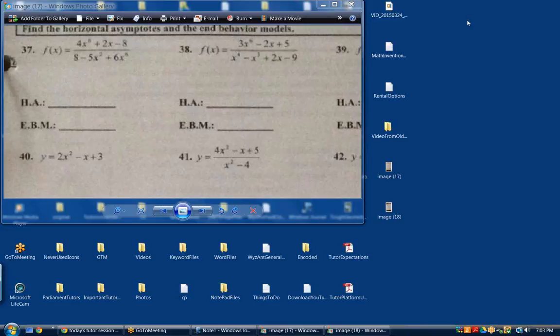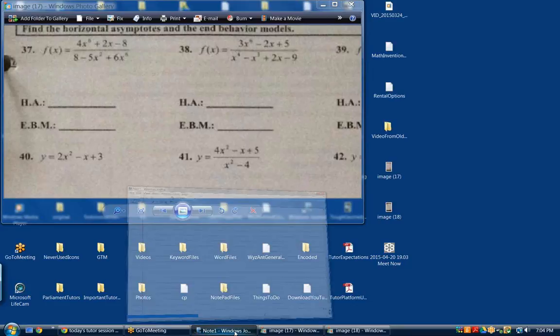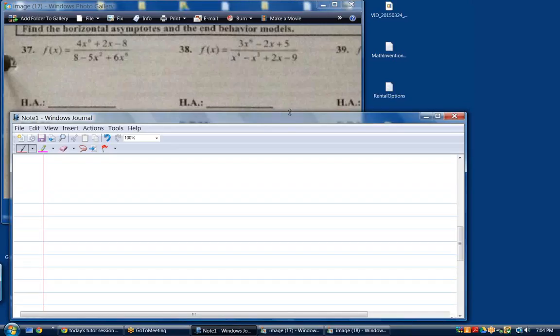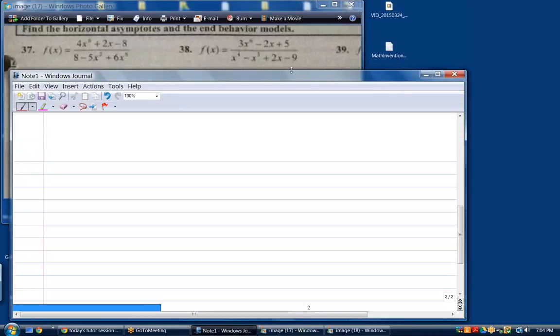Good. So I got your 2 pages here. Which one do you want to start on? Can we start on the one you're on right now? Sure. Shall we start on 37? Yeah. Okay. Find the horizontal asymptotes and the end behavior.